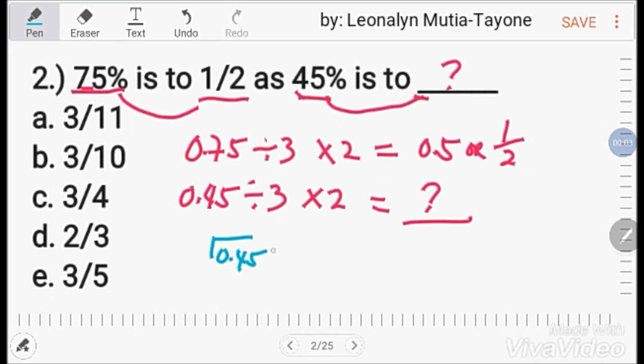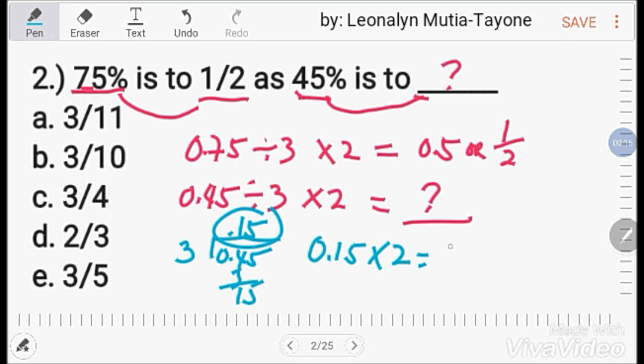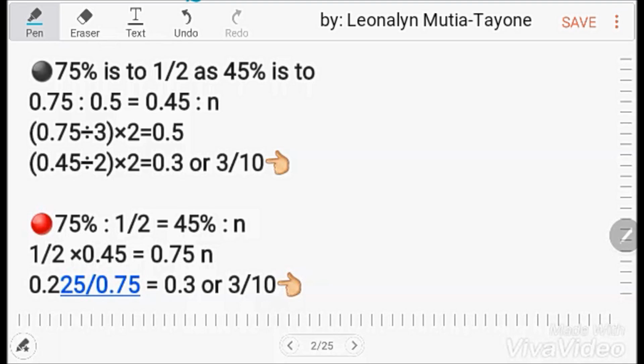mag-divide tayo 45, 3. Itaas mo lang yung point dyan, that is 1, 3, 15, so 5. That is 0.15 times 2 and that is 0.3. So, ang 0.3 is equivalent to 3/10. So, 3/10. So, ito na yung detaling solusyon na ginawa ko.